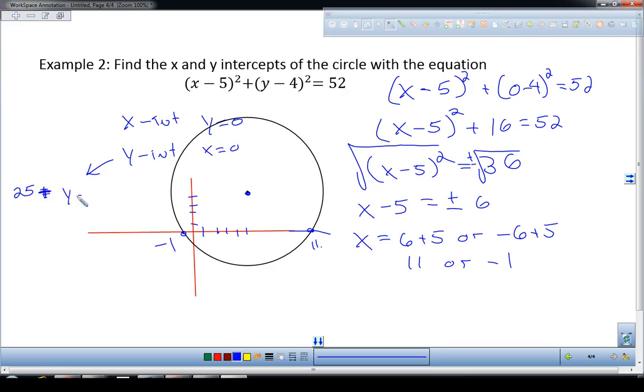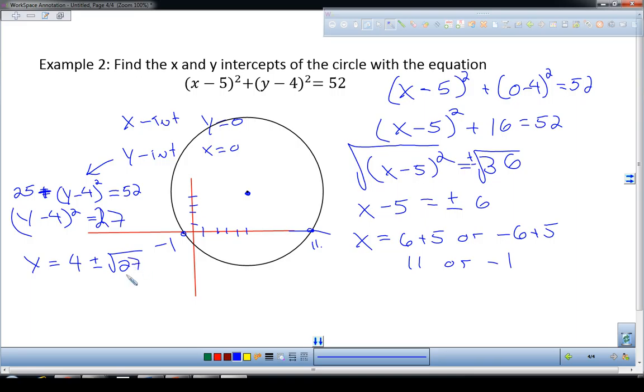25 plus y minus 4 squared equals 52, and y minus 4 squared equals 17. Is that right? No, 27. Y equals 4 plus or minus the square root of 27.